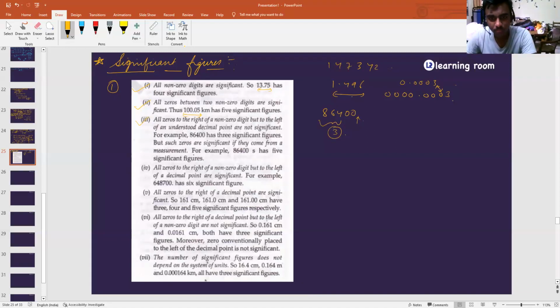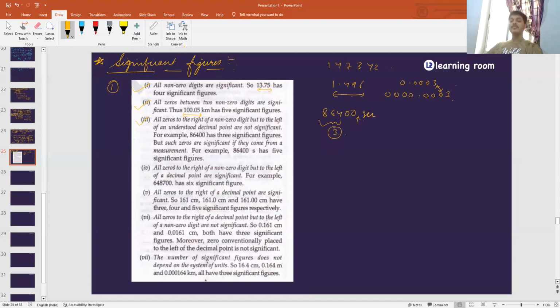Such zeros are significant if they come from a measurement. Now, if I include seconds after it, 86400 seconds, then you have to consider these two zeros as significant figures also. So total here it will be 5, but in just 86400 it is 3. These types of questions they may ask in JEE. If you solve previous year papers, you'll get these questions on the number of significant figures. If a decimal is present, you have to count all the zeros.